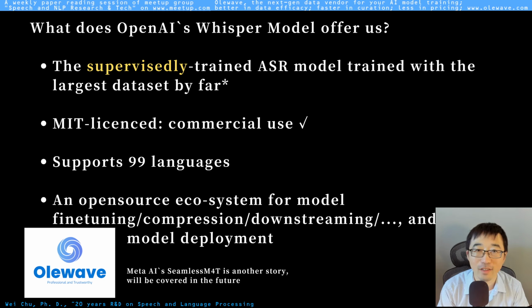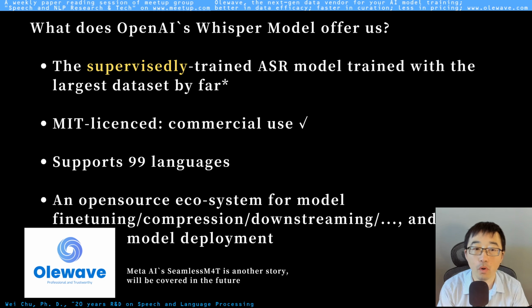Which is different than Microsoft or Google. They won't allow you to see their model. And it also supports 99 languages. It's almost covered all the major languages in the world. And because of the second point, it's MIT license.